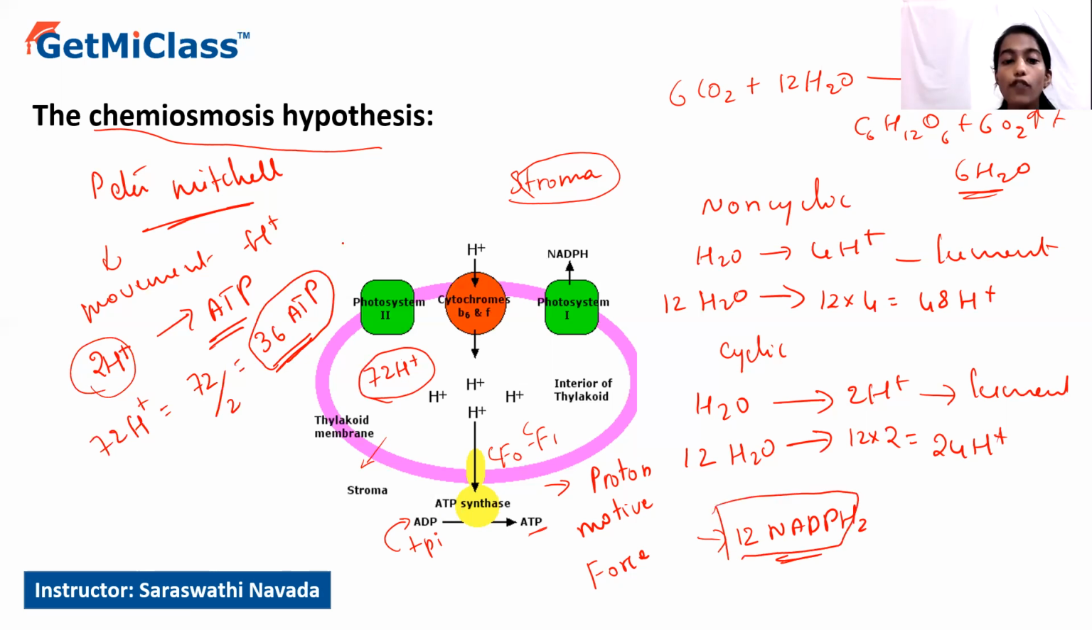Out of these 36 molecules of ATP, 18 ATP molecules as well as 12 NADPH2 molecules are used in the dark reaction for the synthesis of carbohydrates, which is also called the biosynthetic phase. So that is regarding the concept of the light reaction in photosynthesis, which is coupled with conversion of incident light energy into chemical energy. In the next part, we'll discuss the dark reaction in detail.